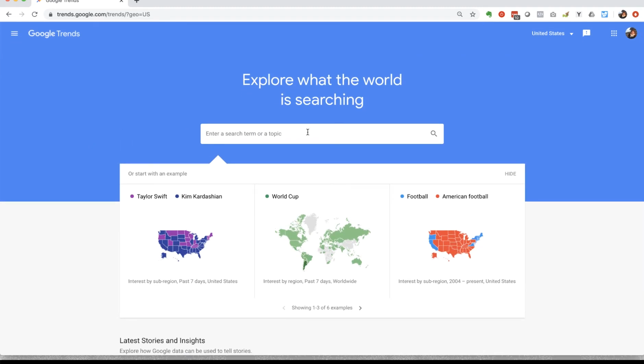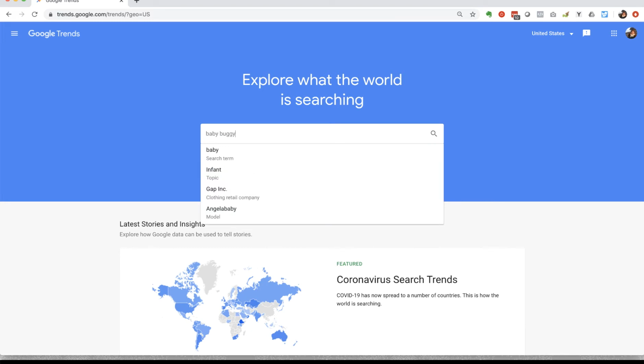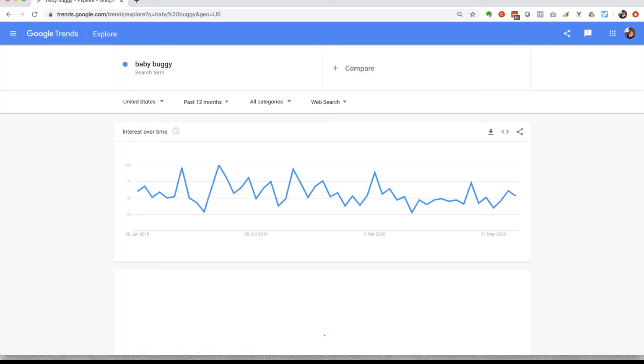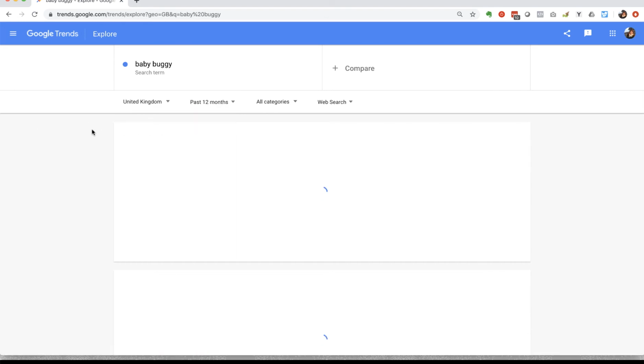So if you imagine you're trying to understand how your customers might search for a particular product. So let's say you sell baby buggies. So we can type baby buggy in here. And this is going to show us searches over the last 12 months for the term baby buggy in the United States. So we want to change that. I'd like to change that to the United Kingdom, but you can use this for pretty much all countries.